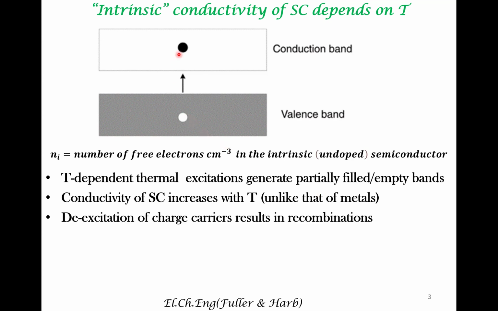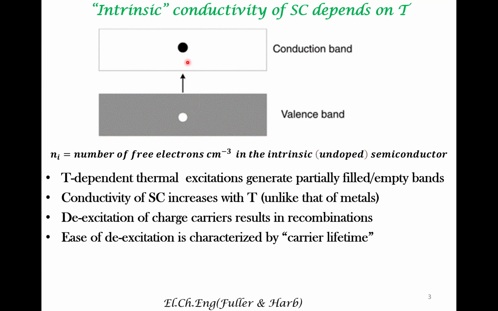So when an excitation has occurred, de-excitation is possible. What do you mean by de-excitation? An electron from the conduction band can recombine with the hole in the valence band. This is called de-excitation or recombination. When recombination occurs, the concentration of free carriers decreases. The ease of de-excitation is characterized by what is called a carrier lifetime.